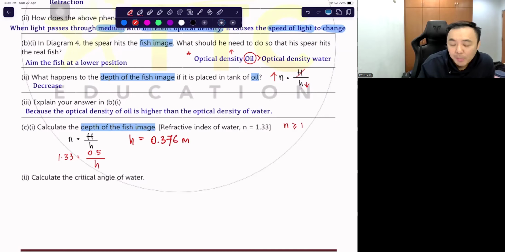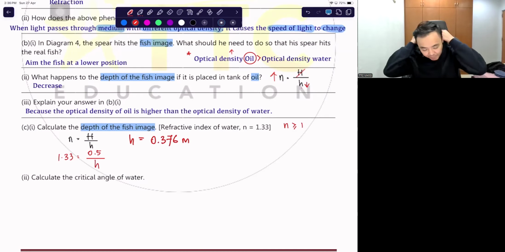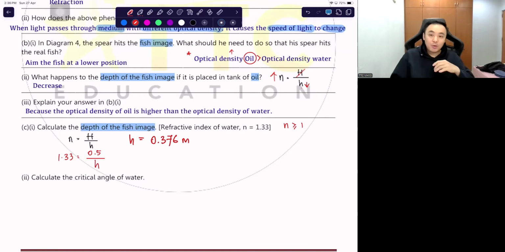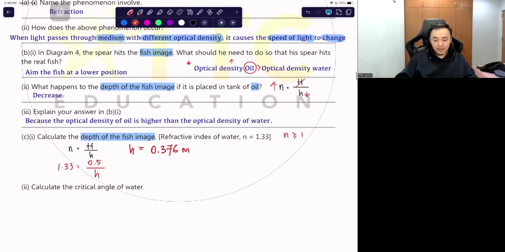Normally, for calculations, I would suggest 3 decimal points. If it's an endless decimal, you can put 2 also, or 4 also, depending. If your teacher says, oh, I want 4, then you put 4. Normally, 3 is quite sufficient already. Okay? Any questions so far?